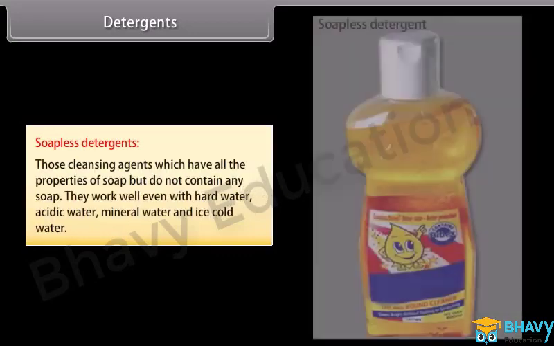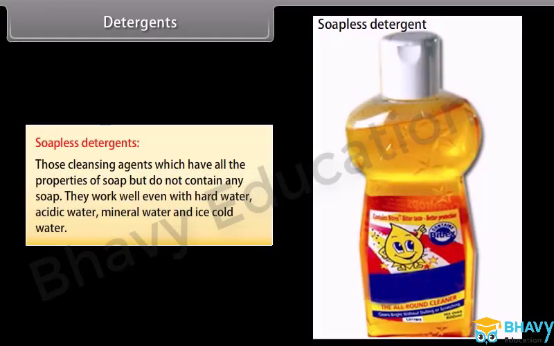Soapless detergents. Those cleansing agents which have all the properties of soap but do not contain any soap. They work well even with hard water, acidic water, mineral water, and ice-cold water.